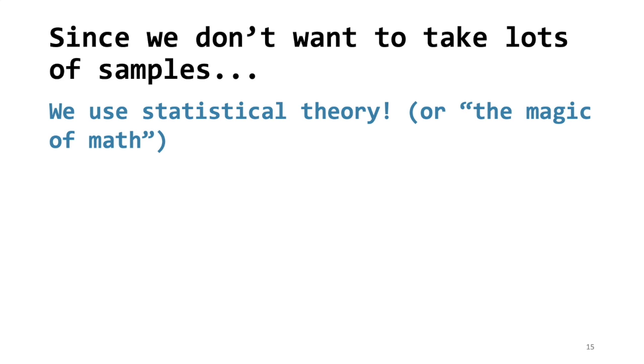But the thing is, we don't want to take a lot of samples. We don't want to take 50 samples to answer one question. We want to just take one sample and answer our question. Lucky for us, we're going to use statistical theory, or the magic of math, as I like to call it. It's mathemagical. Because all these people back in the day gave this a lot of thought, we only need one sample to be able to infer about the population instead of many.